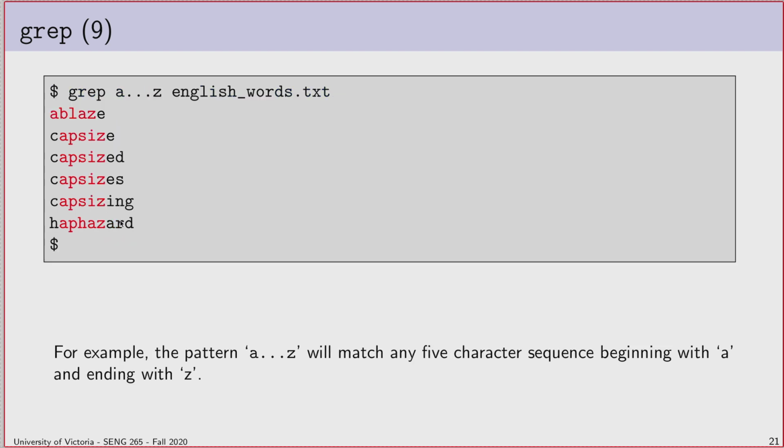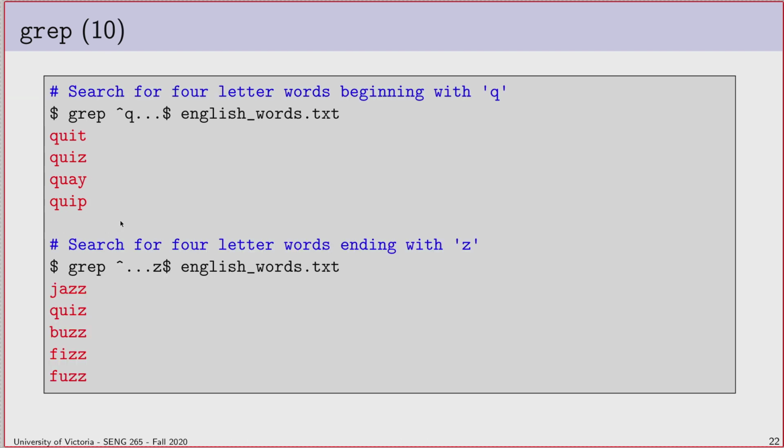And so here's another example of that. If I search for A...Z, what I'm searching for is any 5-character sequence where the middle 3 characters are irrelevant to me, but the first one's an A and the last one is a Z. Here's some more examples. Let's search for complete lines that consist of a word beginning in Q followed by 3 other characters. So it's a complete line because I'm putting beginning of line at the beginning of my pattern and end of line at the end. So it will not match lines that just begin with a Q. It'll only match lines that begin with a Q and end 3 characters afterwards. And so I get these, and then let's search for 4-letter words that end in Z symmetrically.